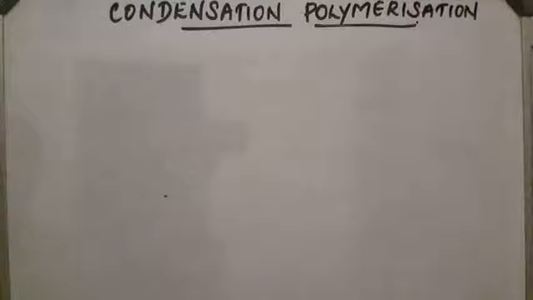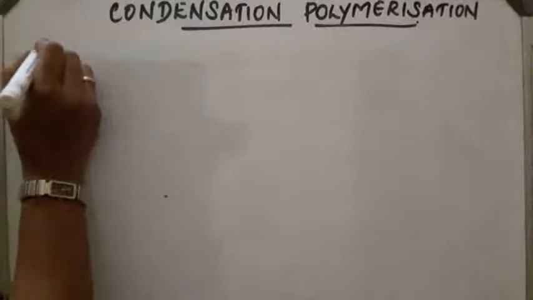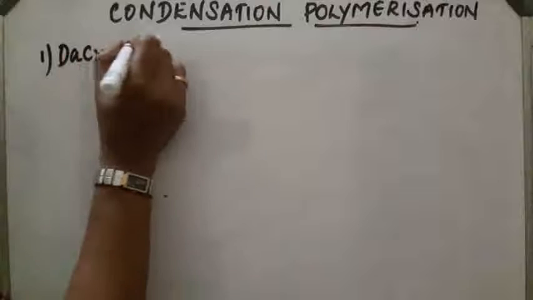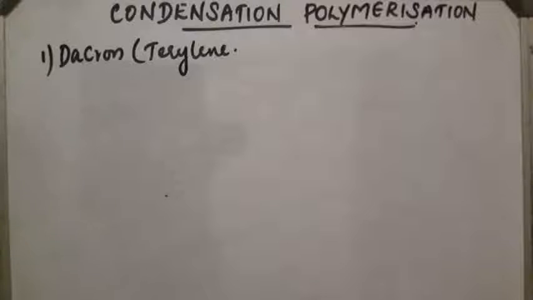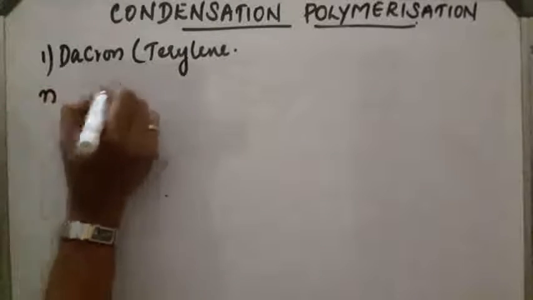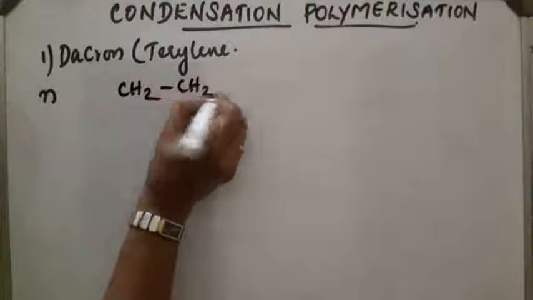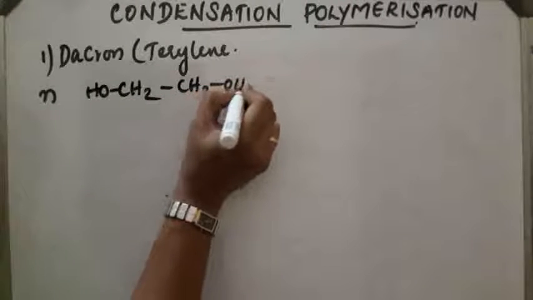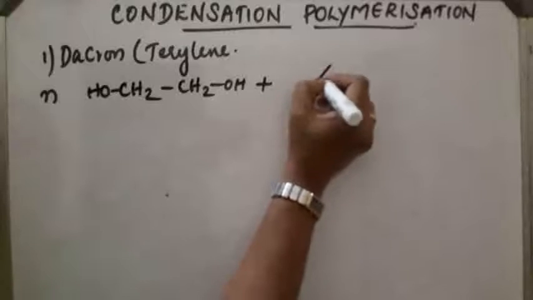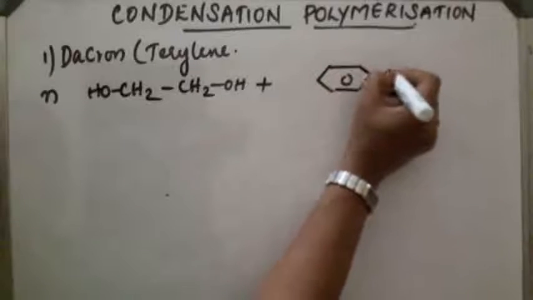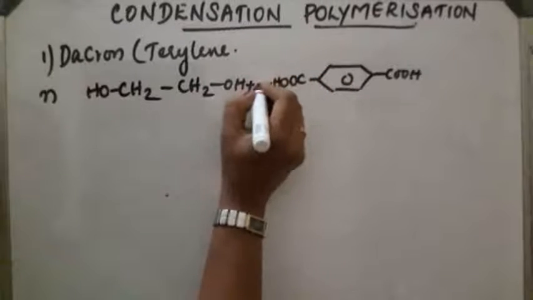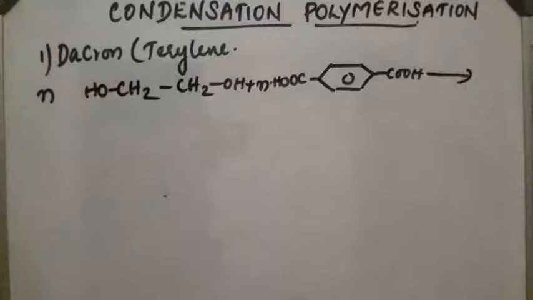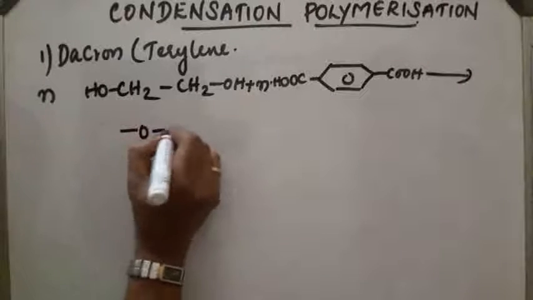So now we are discussing some examples of condensation polymers. First category is polyesters. First example, dacron or terylene. This can be obtained from a diol called ethylene glycol, CH2OH, on reaction with terephthalic acid, n times polymerizes. A water molecule is removed and the product obtained will be like this.